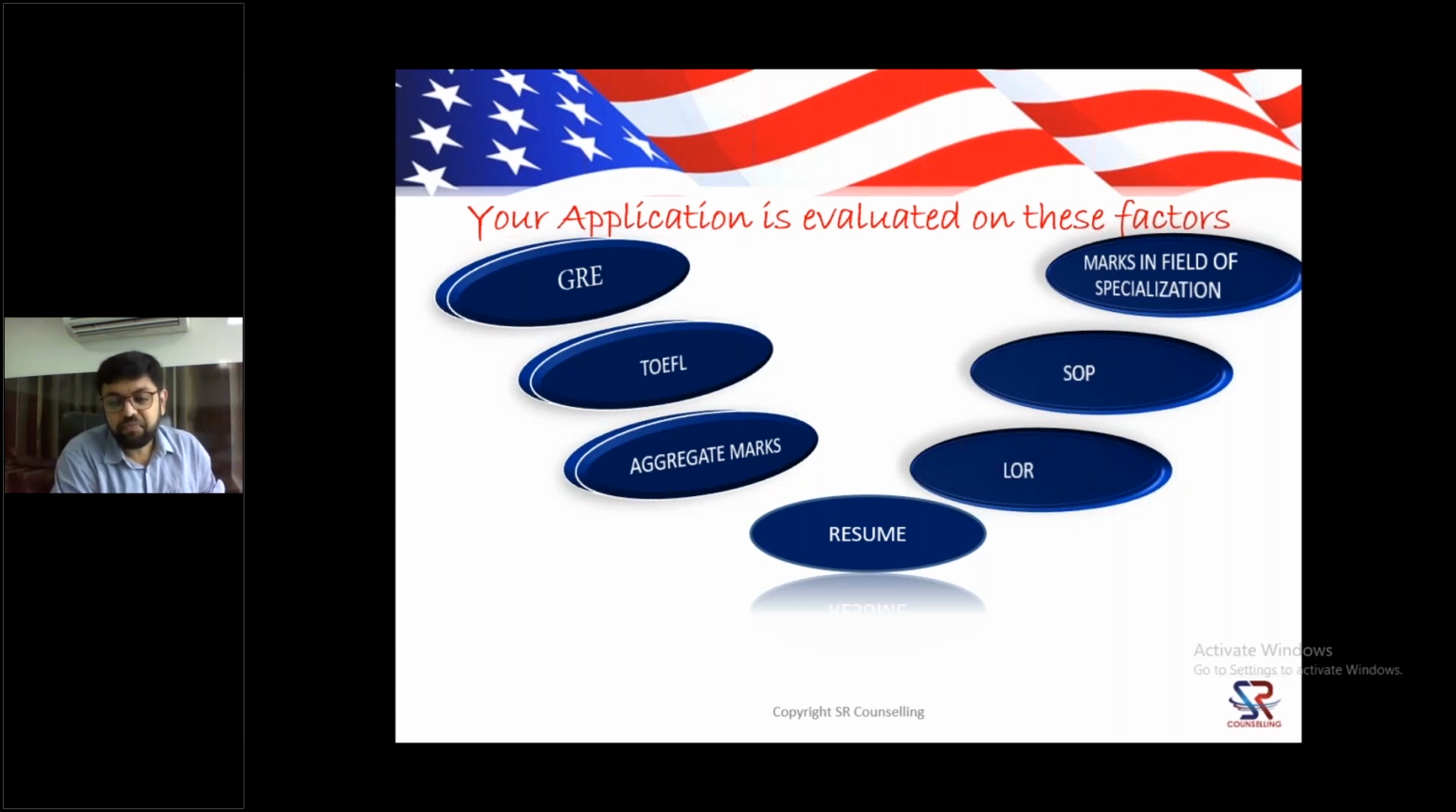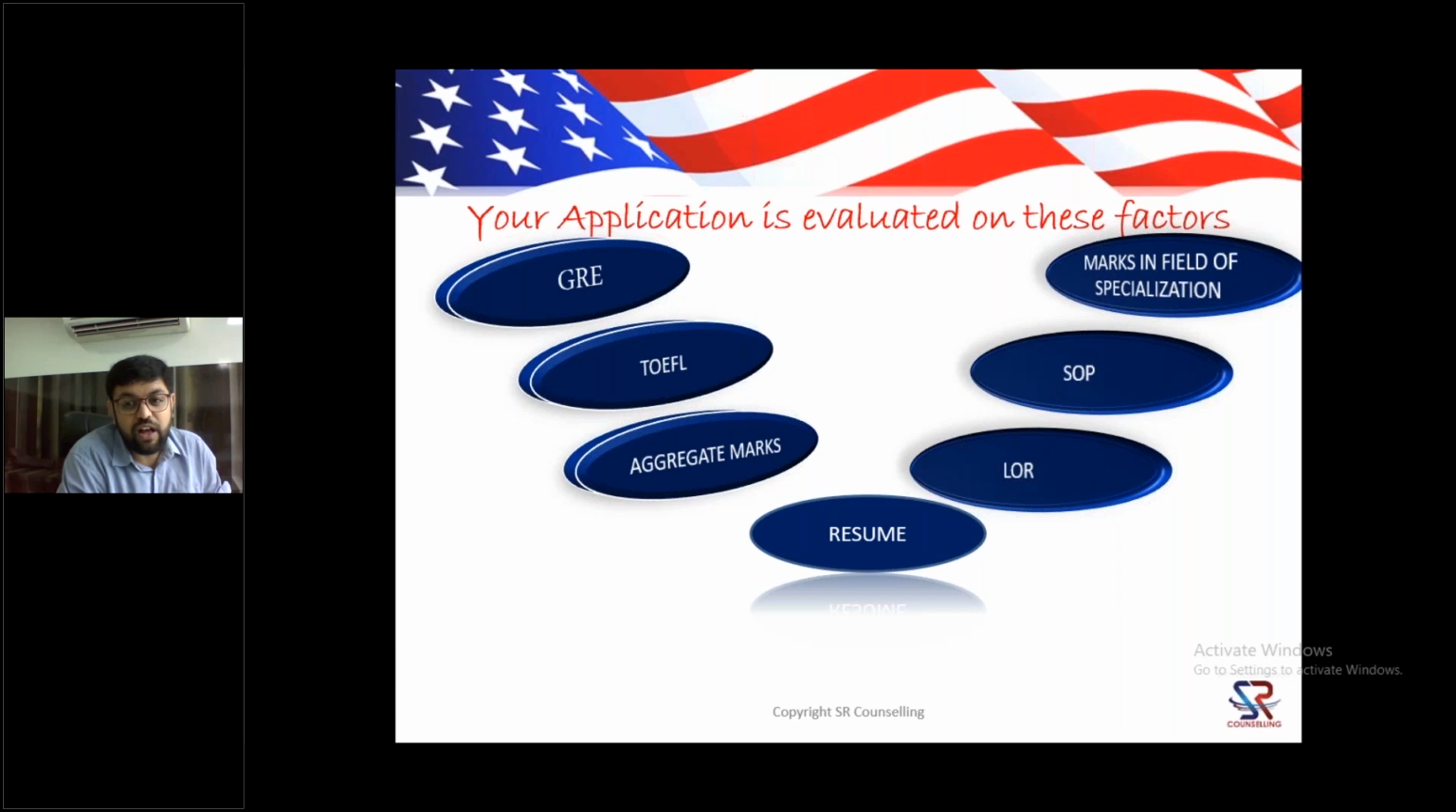Suppose you choose to do your master's in electrical engineering VLSI, and you are an engineering student in electronics, and you have a KT in subjects related to VLSI, then that might go against you. So remember, these are the 7 factors, and it's not that if you have a low GRE or an average GPA, your application is outrightly rejected.